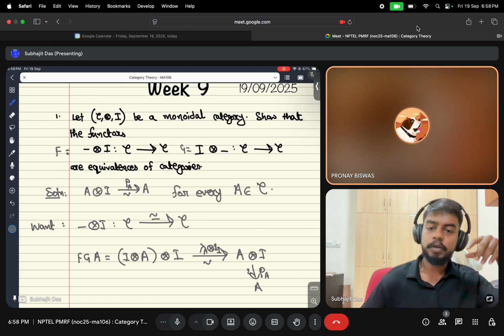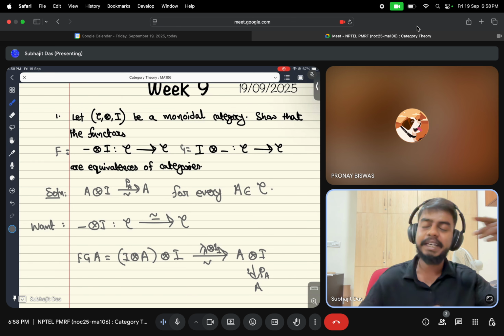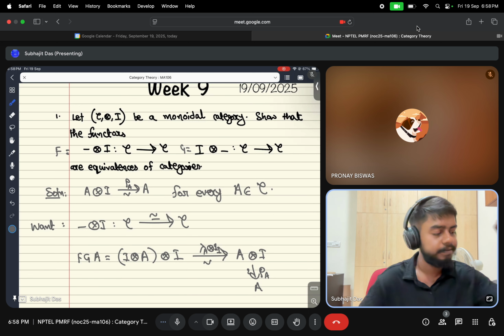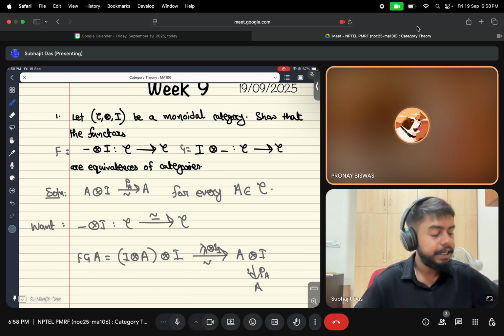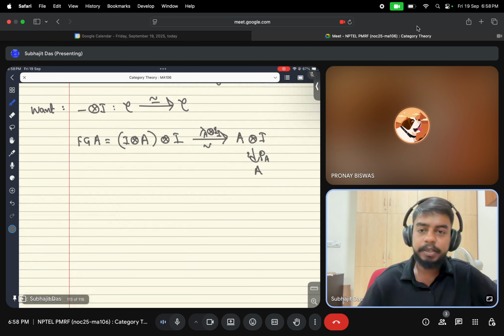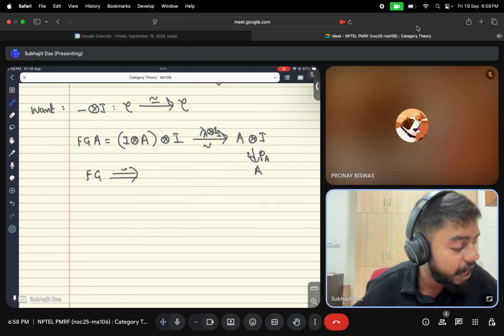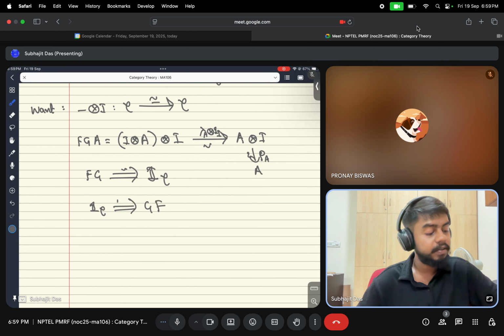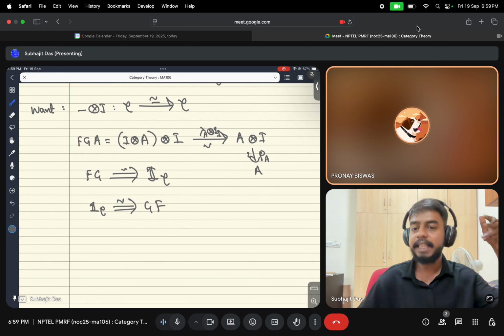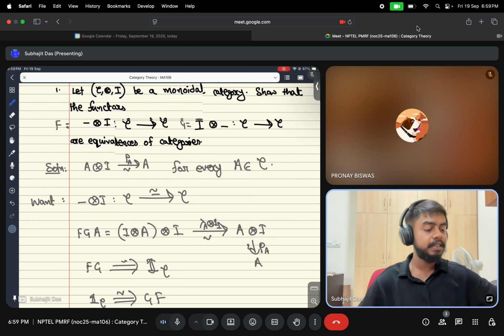Okay. So very loosely speaking, or in fact, the exact reason is that rho and lambda themselves are natural isomorphisms. So from FGA to A, what we have is a natural isomorphism from FG to the identity on C. And we can also show that we have a natural isomorphism from 1_C to GF, and that is enough to claim that this is an equivalence of categories.